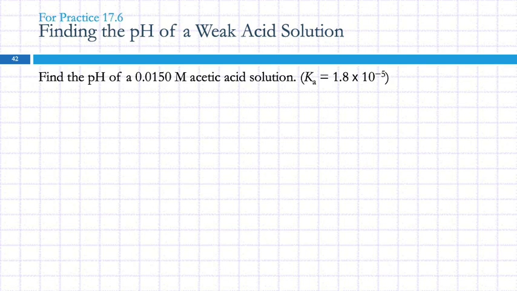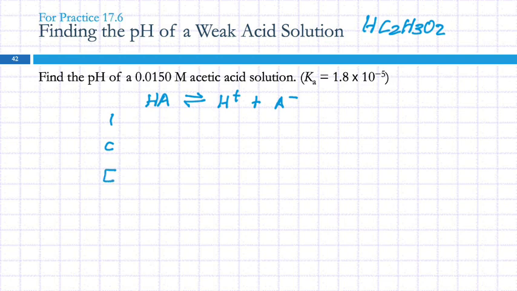So on that last one, I used the actual formula for hydrofluoric acid because it's nice and short, right? But acetic acid is HC2H3O2, and there's just all of this writing that I don't like doing. So this is where I'm just going to call it HA. So we have HA in equilibrium with the hydrogen ion and A minus. I'm going to do initial, change, equilibrium.